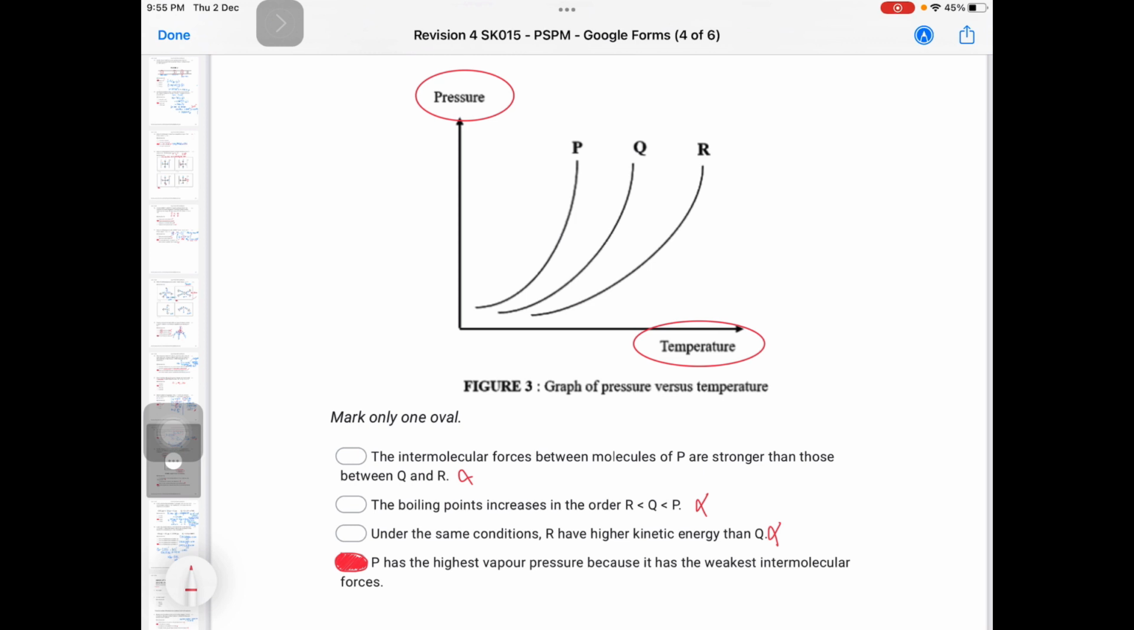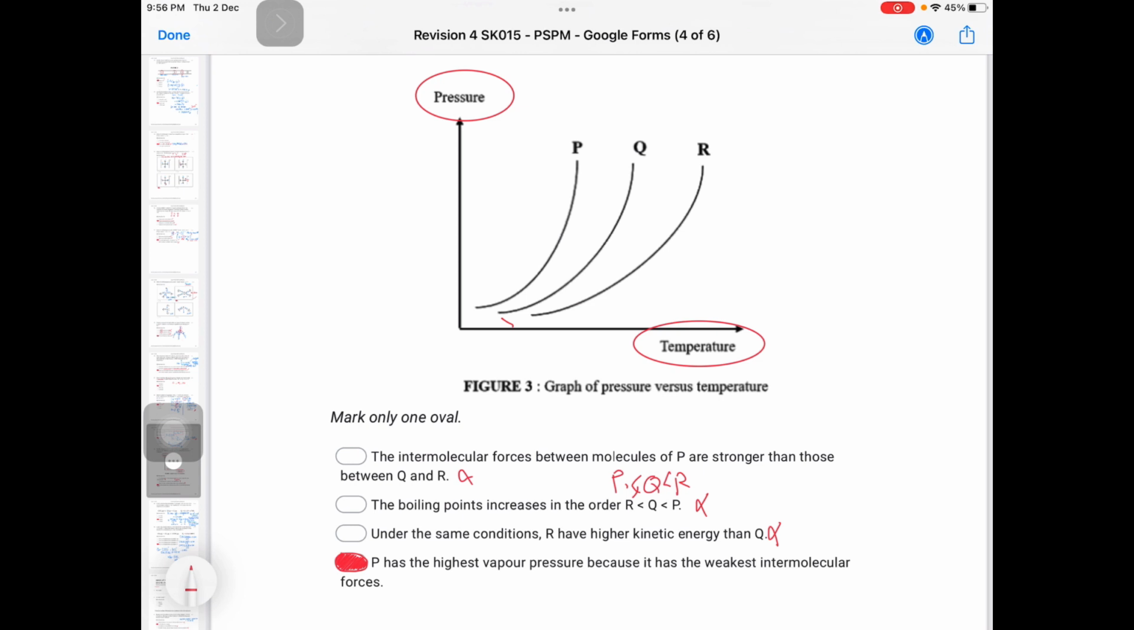Which is this is wrong. Intermolecular forces dia lemah. That's why at lower temperature, pressure dia is very high. So the boiling point increases in order with R, Q, P. So wrong. So dia bermula daripada yang paling tinggi adalah R, Q, P dekat sini. P, Q, R.